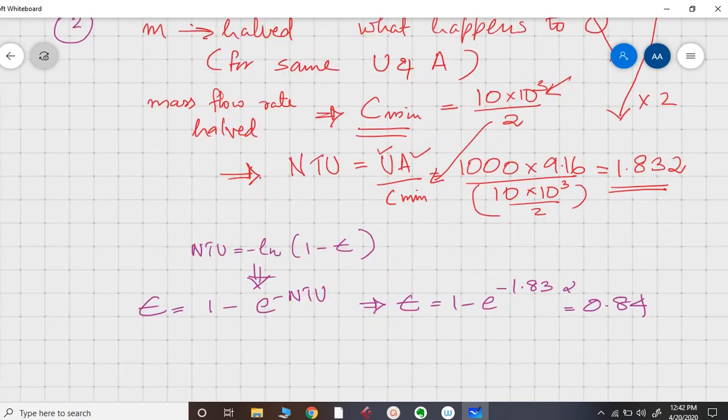From the data book, we already knew this equation, that NTU equals minus ln(1 minus effectiveness). So writing in the exponential form, effectiveness equals 1 minus e raised to minus NTU. Now plugging in the new value of NTU here, the new effectiveness is going to be 0.84. This has to be compared with the previous value of effectiveness, which was 0.6. So the effect of reducing mass flow rate by half has increased the effectiveness from 0.6 to 0.84.